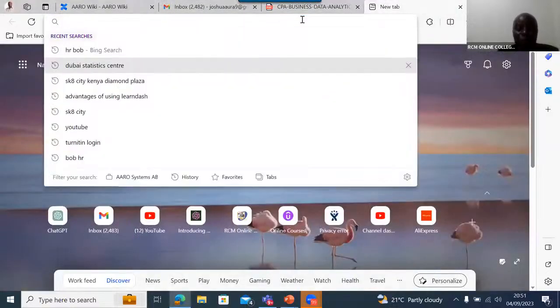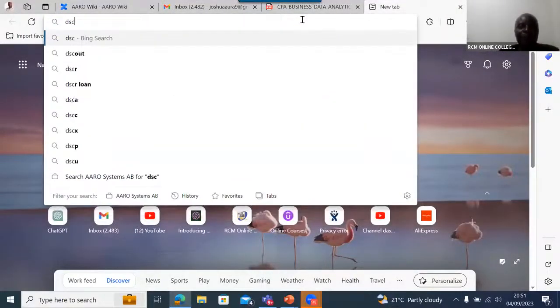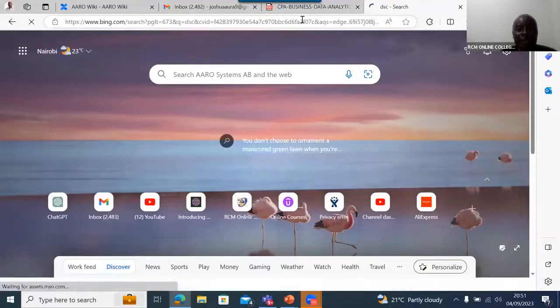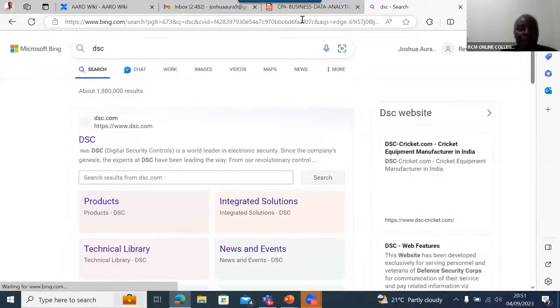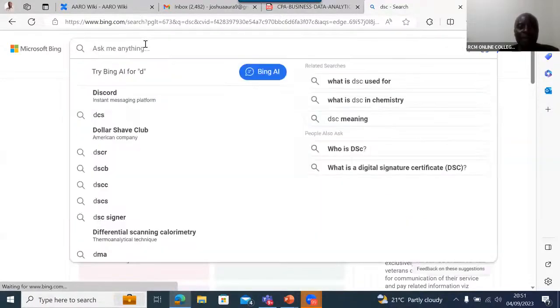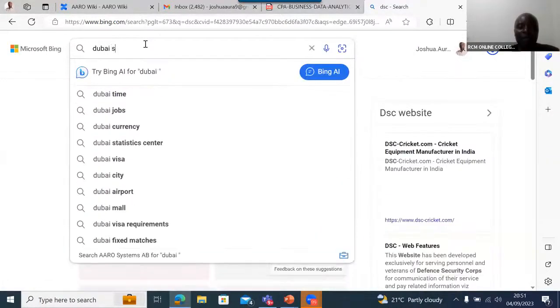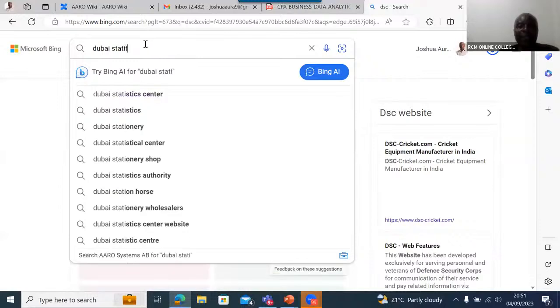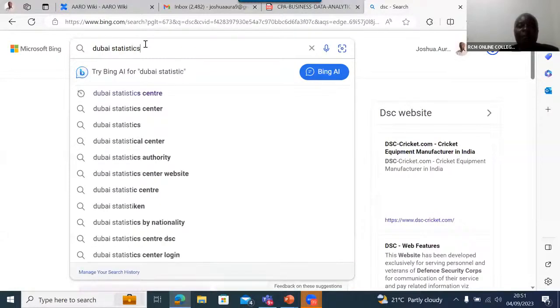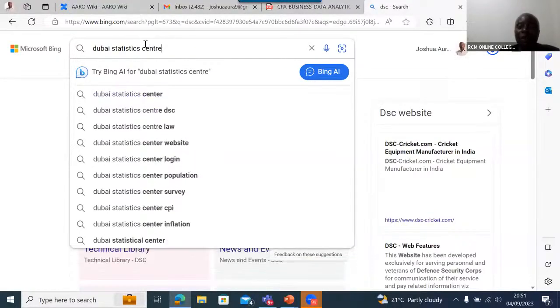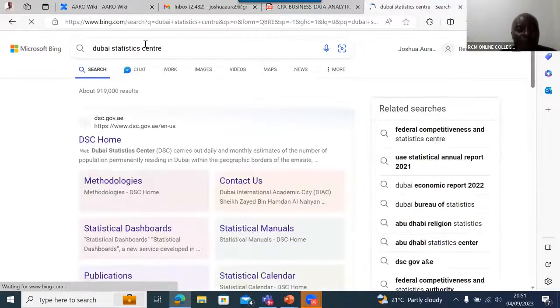Look at, for example, the Dubai Statistics Center. These guys are mining data every day, every statistic, every minute, and they are so serious with their work. As Africans, ladies and gentlemen, we are just doing a lot of nothing here. Things are happening outside there.